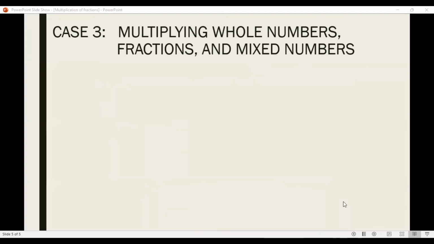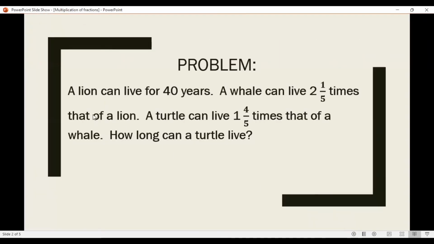Okay, so let's go back to the problem a while ago. Here, a lion can live for 40 years. So that is the first given. Now, a whale can live 2 1/5 times of a lion. So actually, we need to look for the number of years that a whale can live. Because we need to find that, because that is actually 1 4/5 of the answer of that one will be the number of years that a turtle can live. So the first one is 2 1/5.